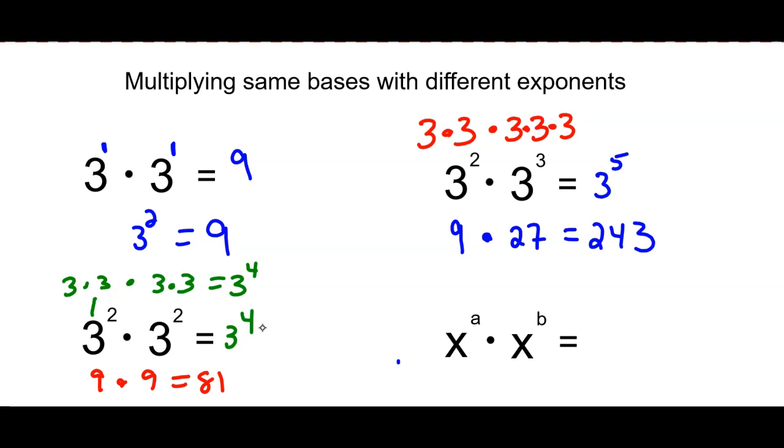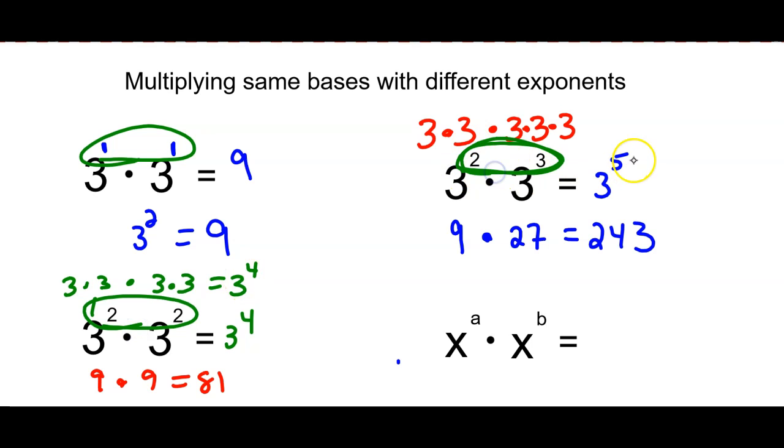So in general, see if you can see the pattern, how we can go from 3 squared times 3 squared is 3 to the 4th, 3 to the 1st times 3 to the 1st is 3 squared, and 3 squared times 3 cubed is 3 to the 5th. What do you think we do with these exponents to shorten this up? So I get 1 and 1 is 2, 2 and 2 is 4, and 2 and 3 is 5. Well, we're adding them. That's in general.